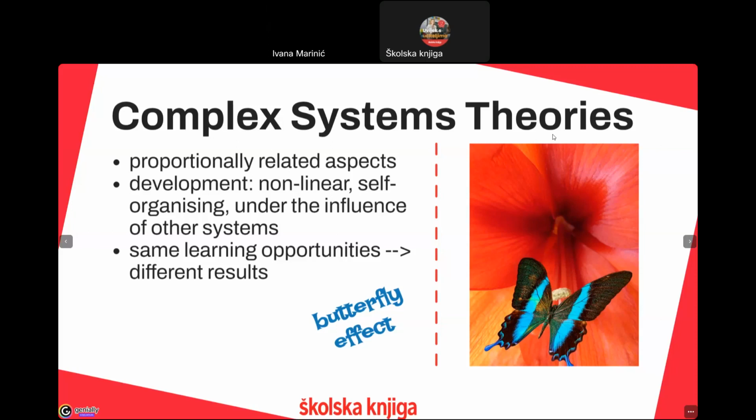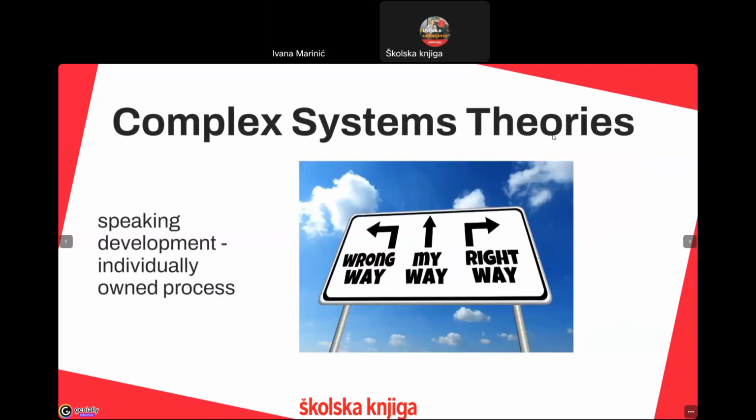They studied two twins, and the experiment conditions were pretty much the same for both of them. They had the same lessons with the same professor, etc. But the learning results were still different, although those are twins and they should be the most similar people of all, right? Still, they had different learning results in terms of speaking, which means that speaking development is actually a very individually owned process. Everybody has their own way.